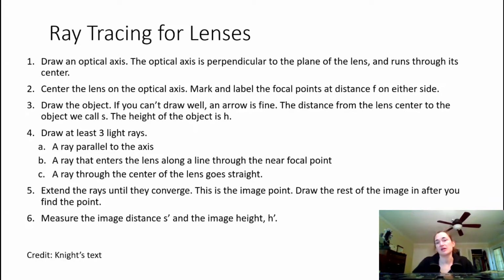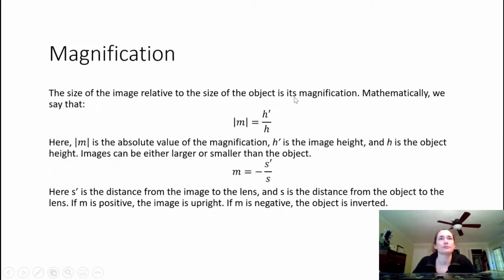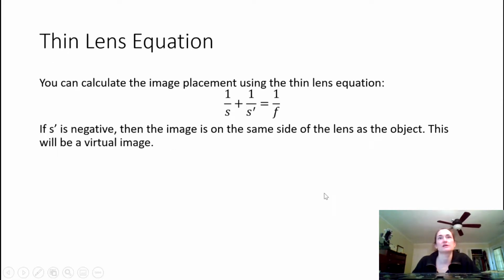You measure s prime and h prime, which are the distance of your image from the center of the lens and the height of your image. Using h prime and h, you can find the magnification. The magnification magnitude is h prime over h, so it's just how much it's blown up or shrunken. You can also set the magnification equal to minus s prime over s. Of course, if m is negative, the image is inverted. If it's positive, the image is upright.